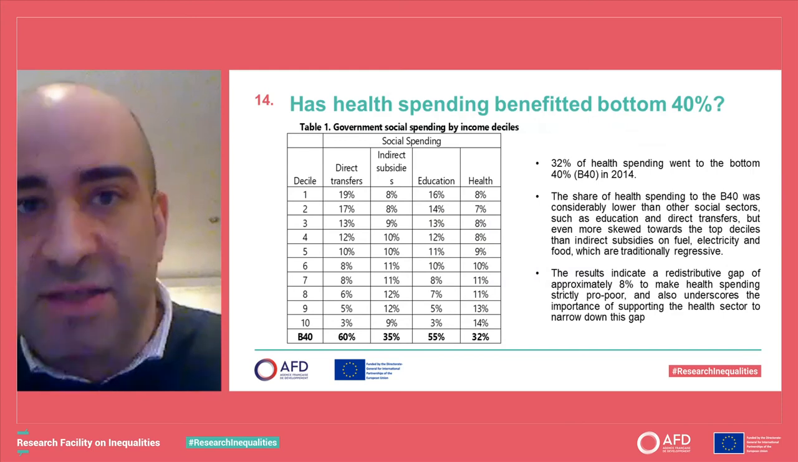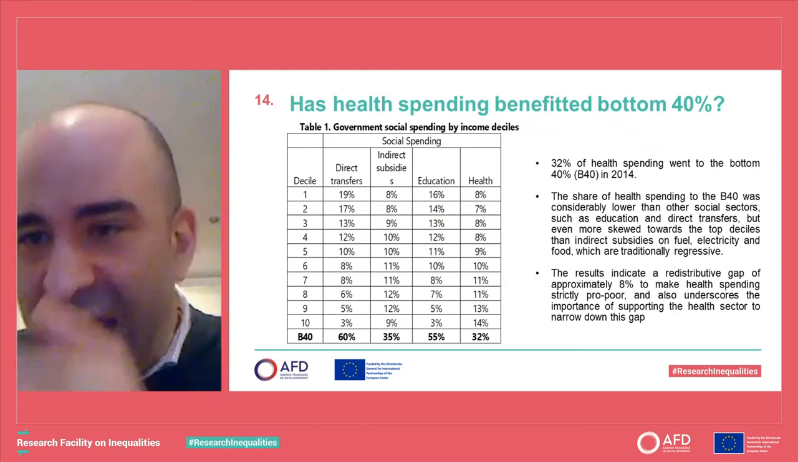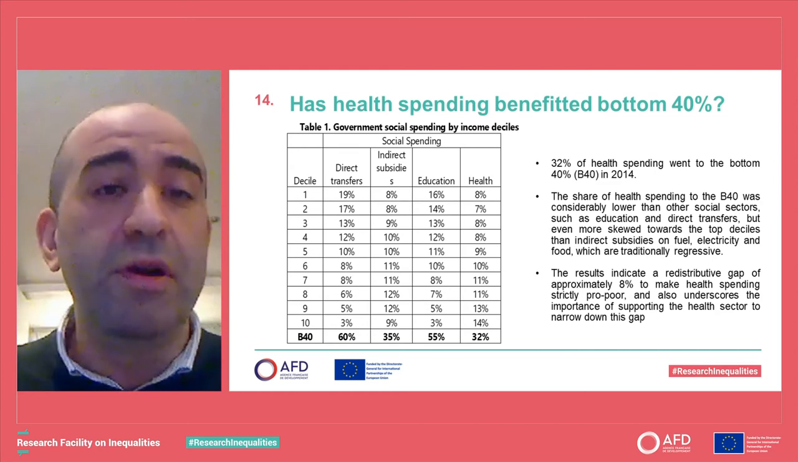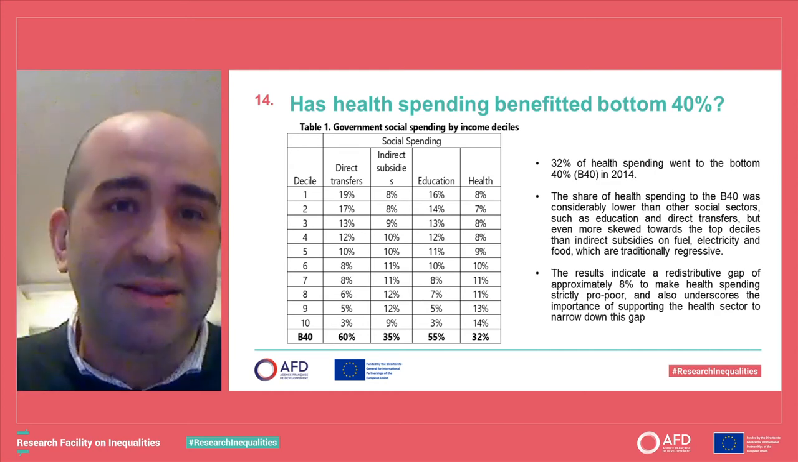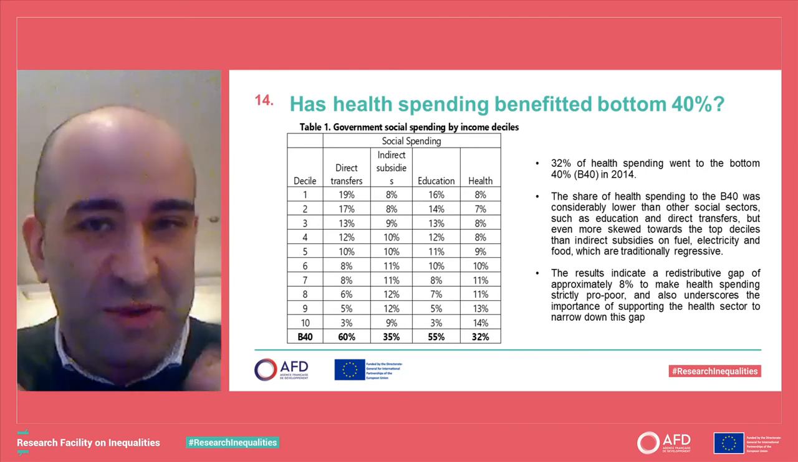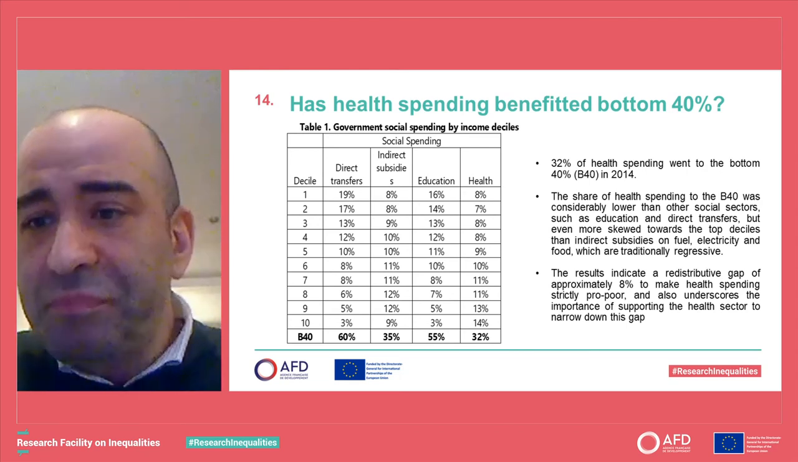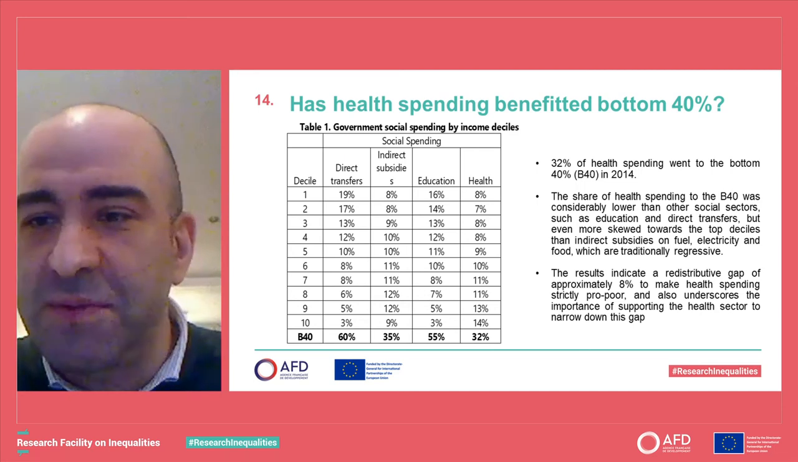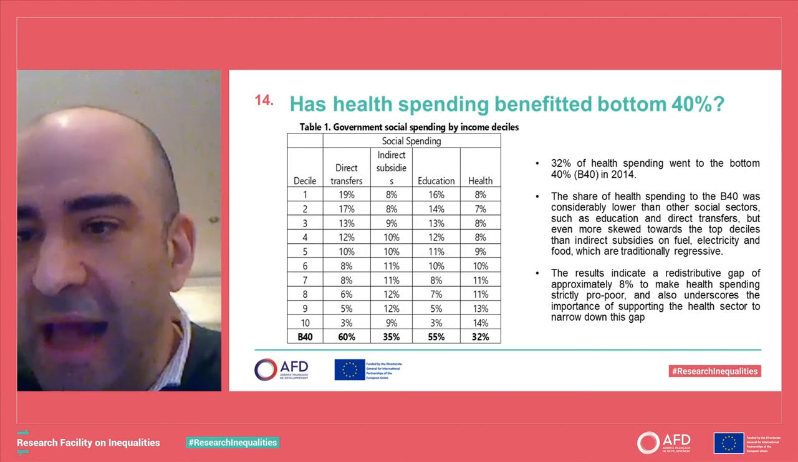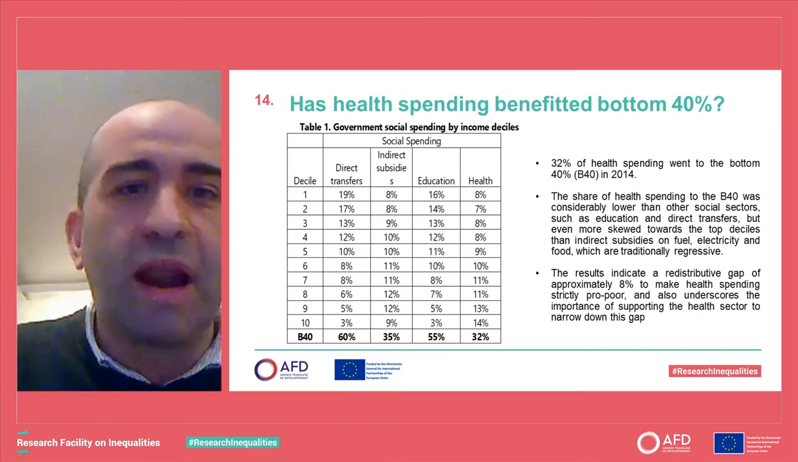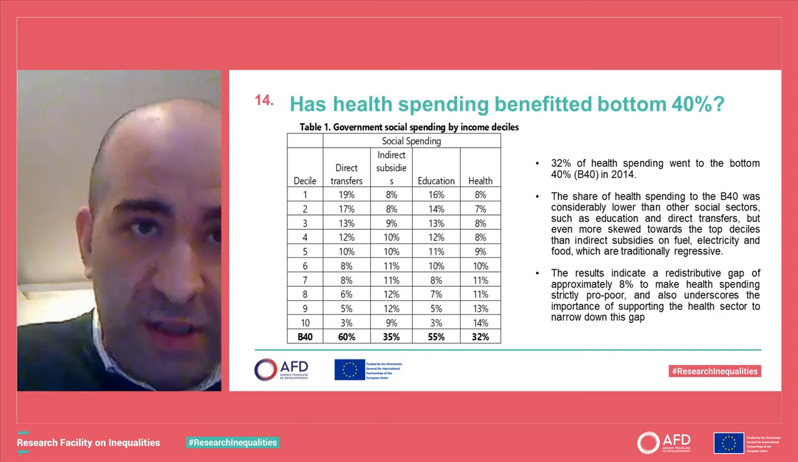And we can see that. So, when we look precisely at the health sector, 32% of health spending went to the bottom 40. Therefore, it does not disproportionately benefit the bottom 40. So we saw that. So the results indicate distributive gaps of approximately 8% to make health spending strictly pro-poor. They are equalizing, but not strictly for the poorest.